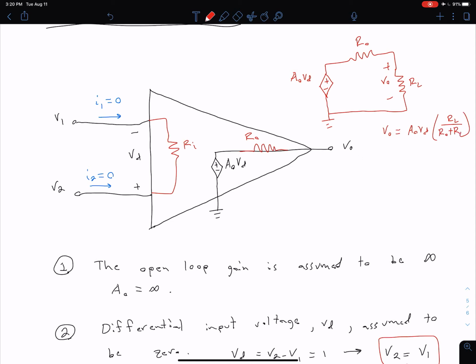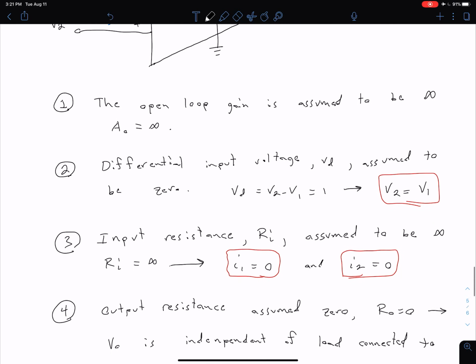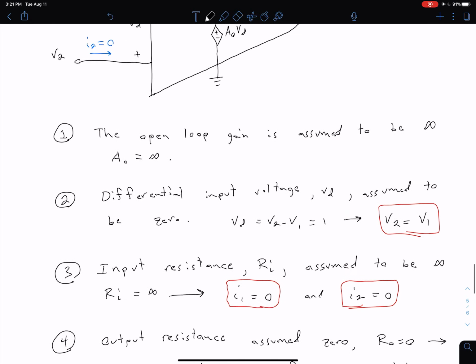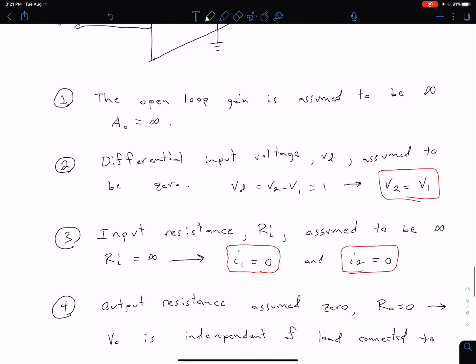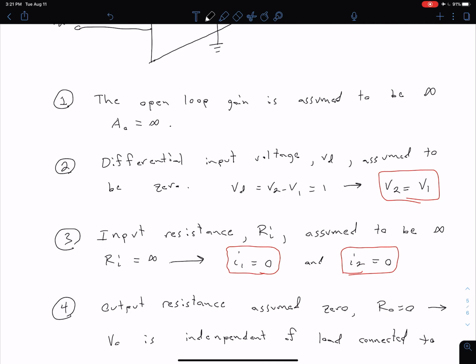And so what we can see from that equation is that if our R out goes to 0, then that value is just going to be A naught VD like we expect. But as that R out becomes large relative to RL, our V out is not going to be what we expect. It's going to be decreasing a little bit. But of course, here we are considering an ideal case, so we don't have to worry about our input and output resistances. So the main things that we're going to keep in mind for our analysis is that V2 is equal to V1, so our two input terminals are equal, and the current going into those input terminals is equal to 0. So essentially these three things boxed in red here.